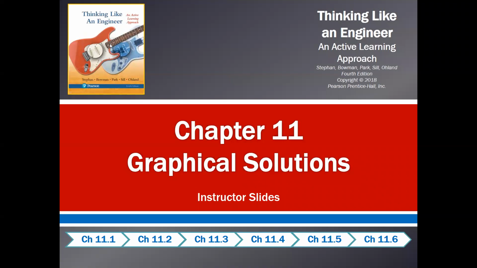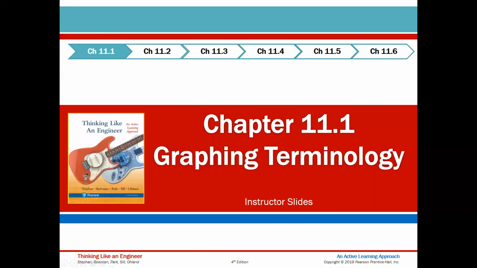Today we're going to start with Chapter 11, Graphical Solutions. So we're going to learn how to properly plot both experimental data series, data that you collect, and also theoretical data series. So theoretical represents the equations where we calculate and then graph the solutions for that. So we need to start with our terminology for our graphical solutions.